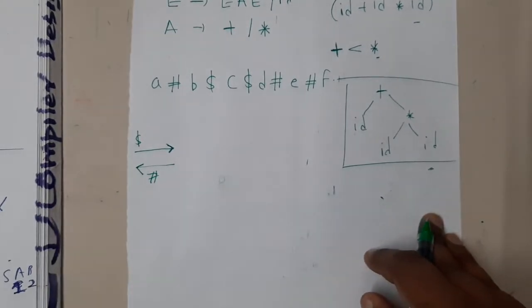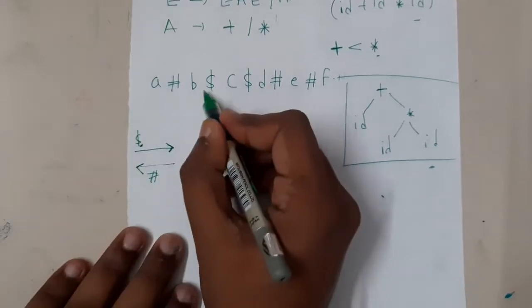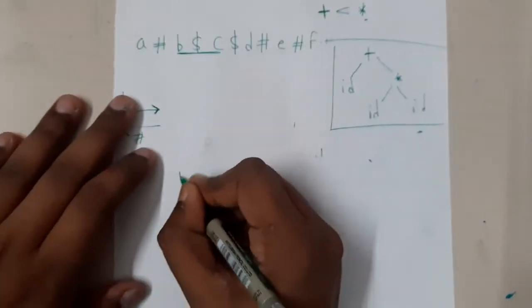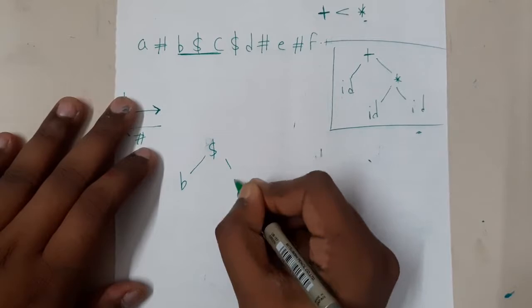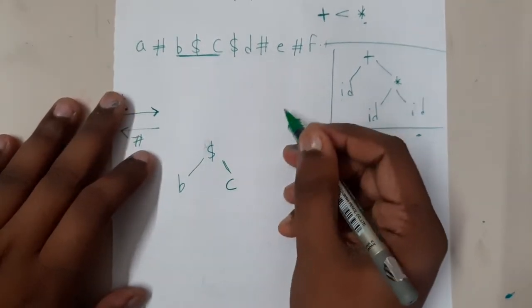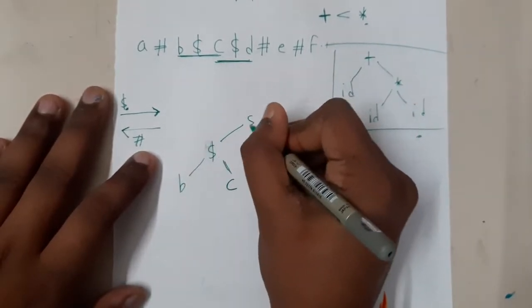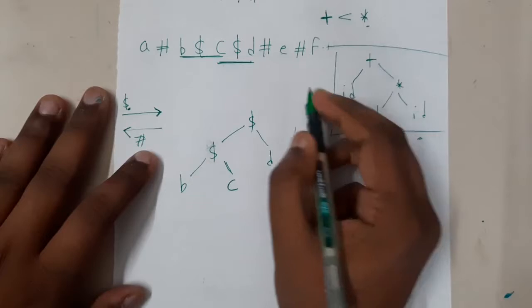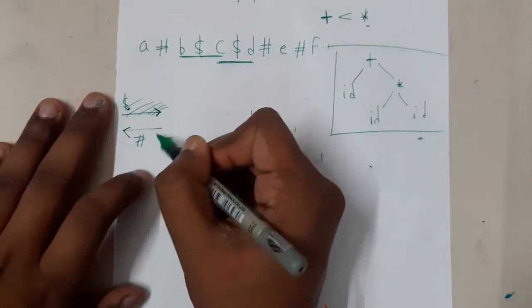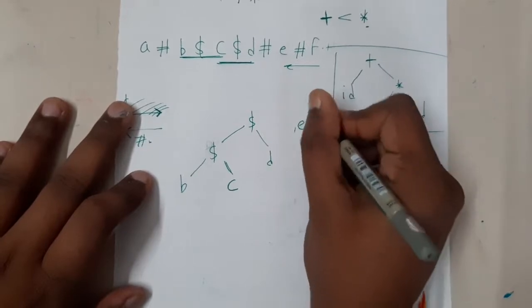Based on that, what can we conclude? First of all, we are going to work with dollar, from left to right. From left to right, I found this first dollar, so let us solve it: B dollar C. Once this is done, the next dollar is between the result and D, so the result dollar D, and after that all dollars are done. Basically this part is done. Now we will move on to the hash part, in the reverse way. So now first I will calculate E hash F.